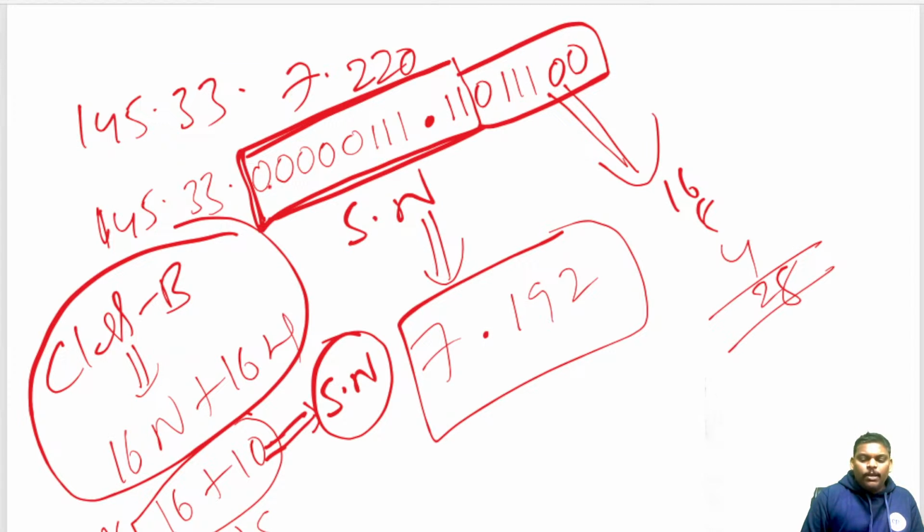So the given IP belongs to subnet number 7.192. The given IP's host number is 28. Subnet number is 7.192. Network part is 145.33.